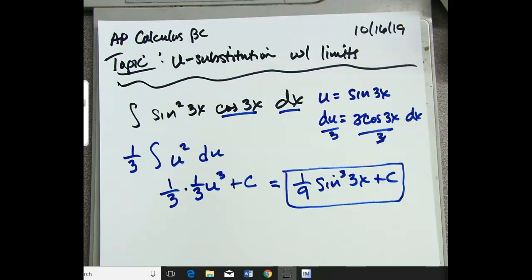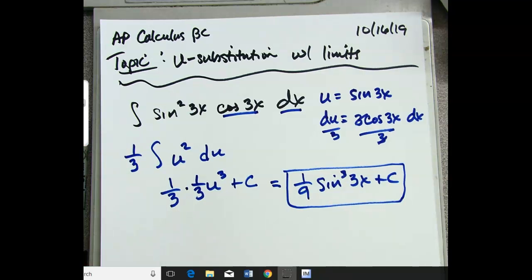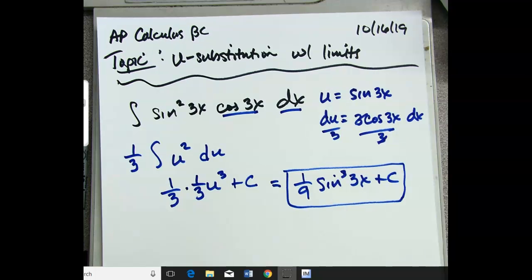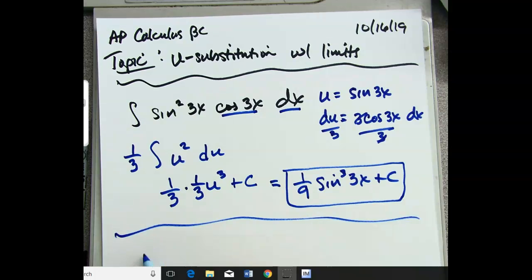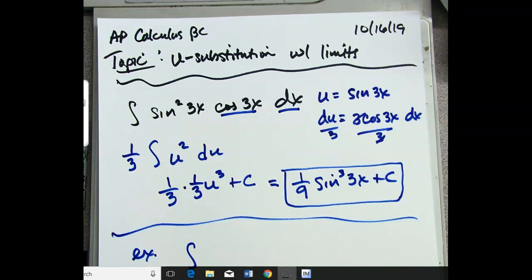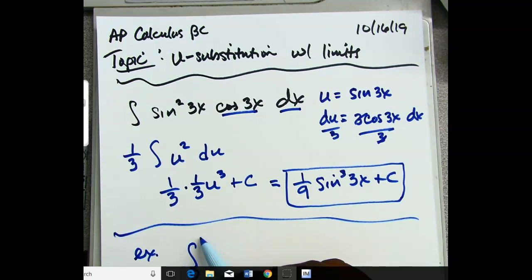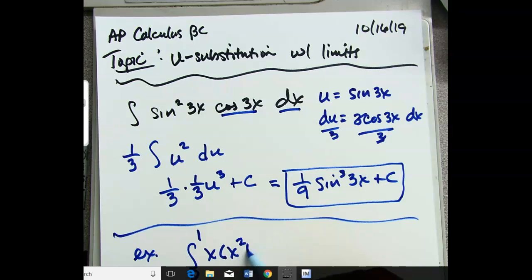All right, now let's take a look at evaluating these when you have limits. What is the integral from 0 to 1 of x times x squared plus 1 cubed dx?